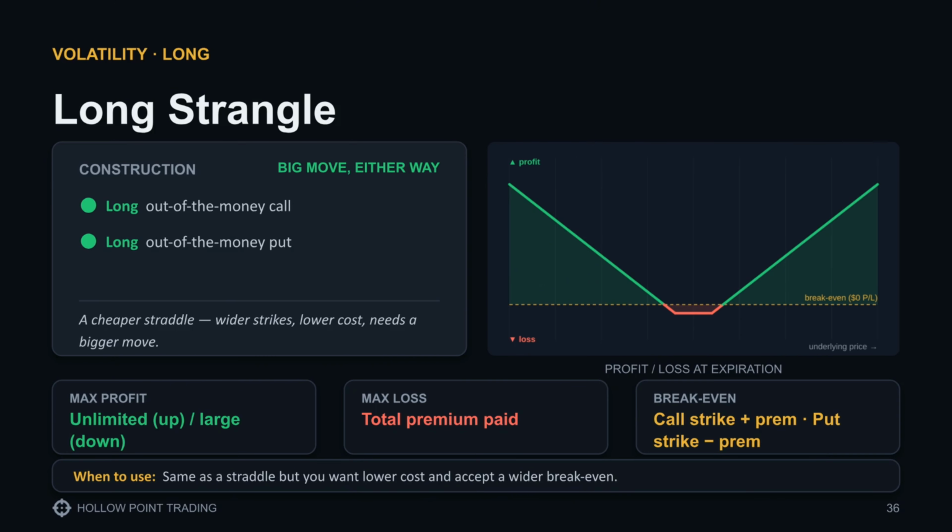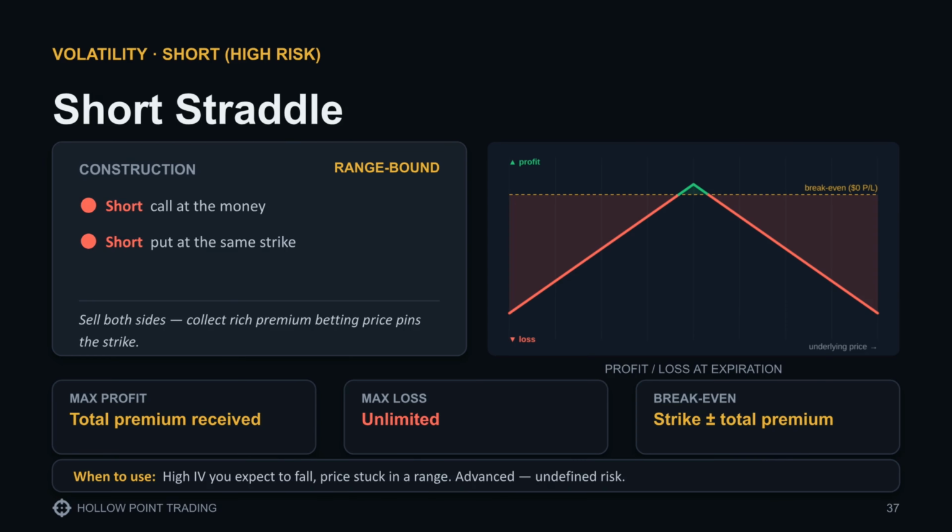A long strangle is similar, but cheaper. You buy out-of-the-money calls and puts. Because they are further from the current price, the premium is lower, but you need a much larger move to become profitable. Short straddles are advanced, high-risk strategies where you sell an at-the-money call and put.